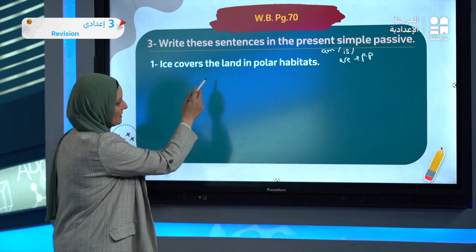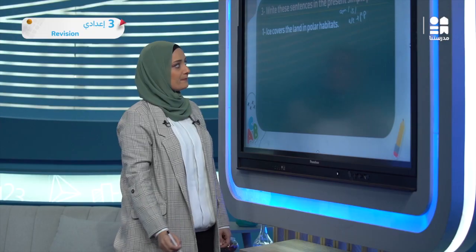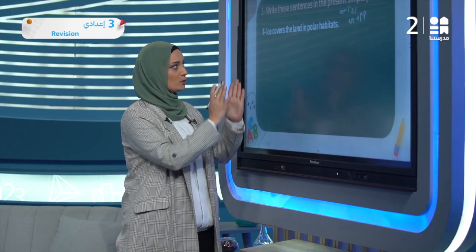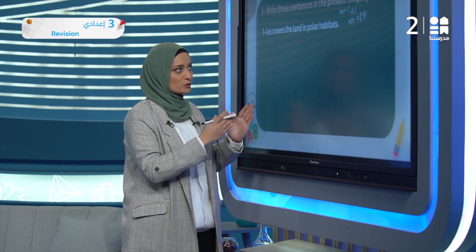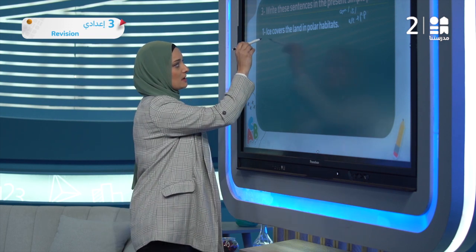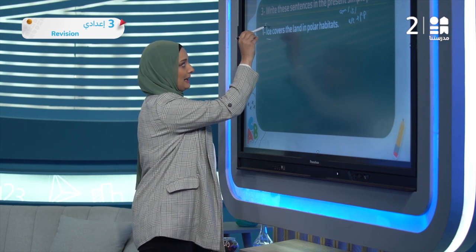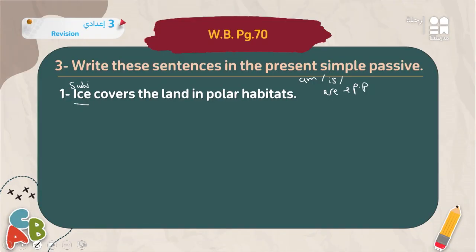Ice covers the land in polar habitats. طيب نشوف كده نقسمها برضو. We're going to divide the sentence into subject, verb and object. Subject اللي هو اللي عمل الحاجة. Subject is ice, التلج أو الجليد. The verb أو الأكشن is covers، بيغطي. بيغطي ايه؟ the land. وهنكملها in polar habitats. So I can say that this is the object, the land.